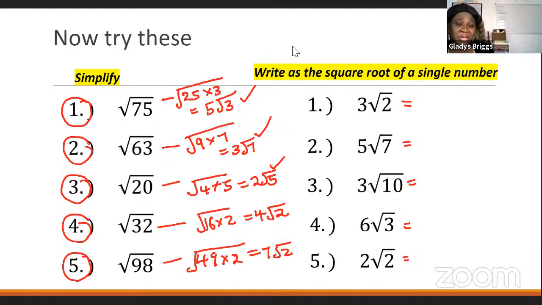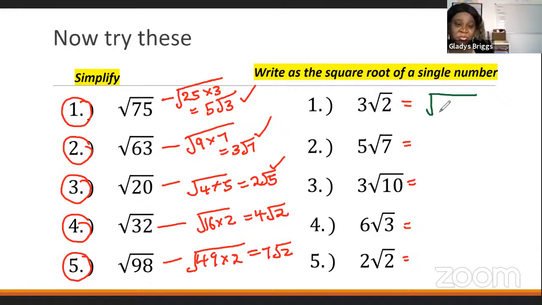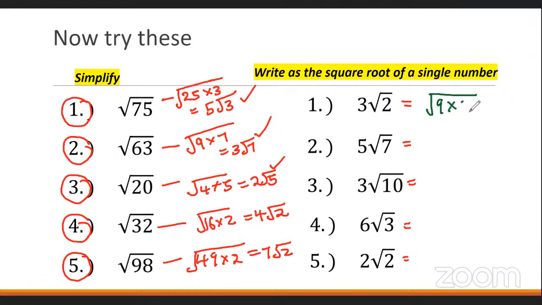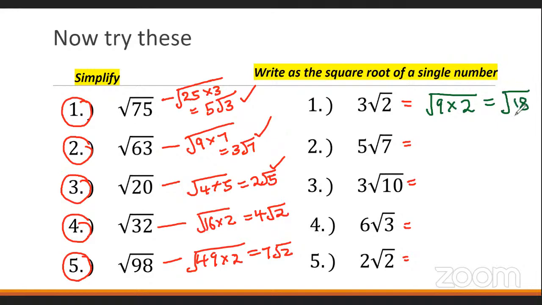So if you haven't done it already, who has finished the first one? Me, Naji, what did you get for the first one? 9, square root 9 times 2, which is equal to 3... 18. Yes. Finish it off like this.